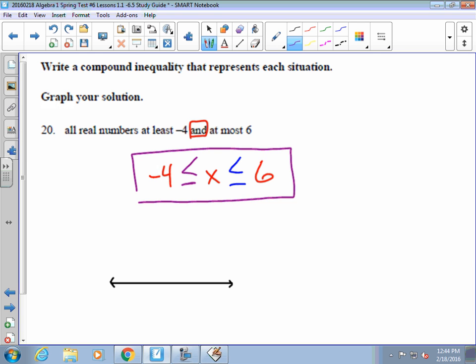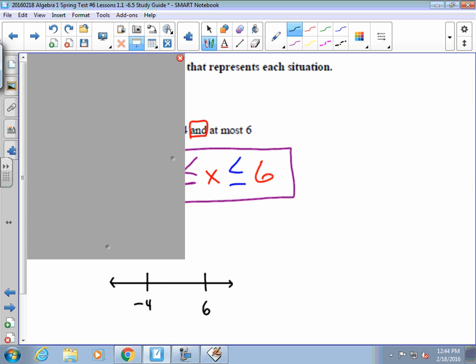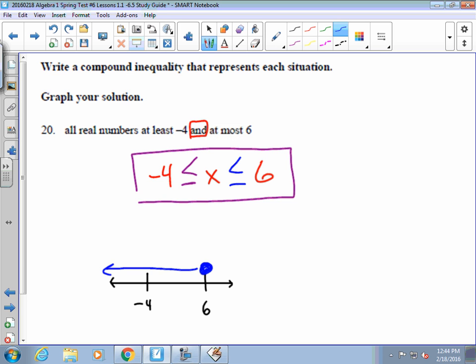Then it tells you to graph your solution. Again, you only need to show two numbers as reference, -4 and 6. We use 0 when we only have 1 to show. So again, graph the easier one first. This one is the easy one right here. X is less than or equal to 6. Or equal to means the bubble's colored in, and less than means everything this way. That's the easy one to graph.